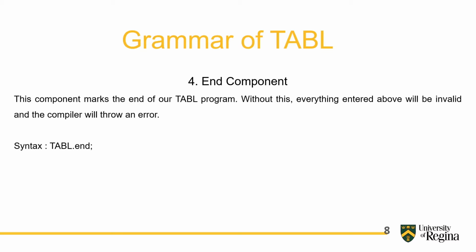Now I'm going to talk about the last component, that is the end component. The end component indicates the end of our table program. If we don't mention the end statement in the code and we try to run it, every line of the code will be treated as invalid and the compiler will throw an error. Here we have the syntax of the end statement.